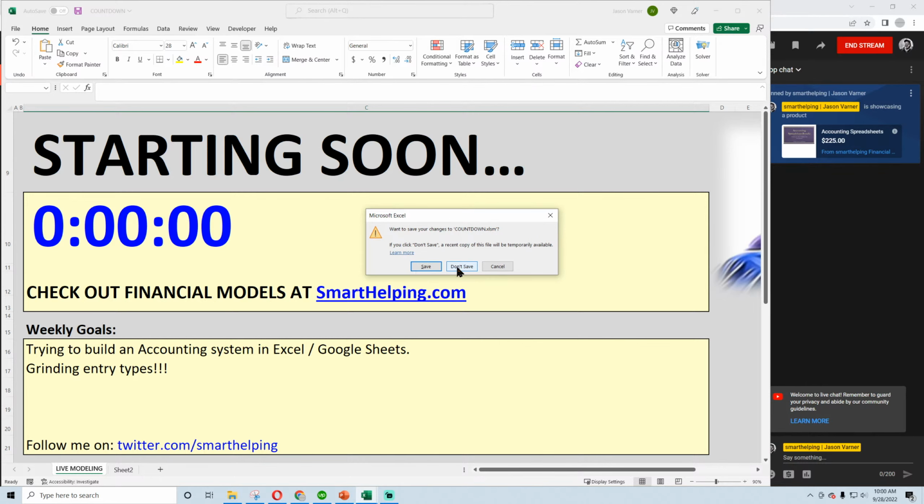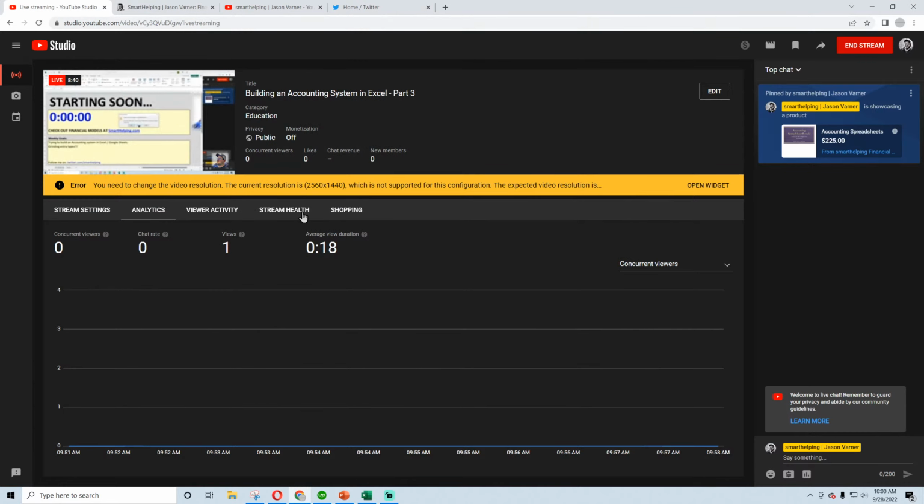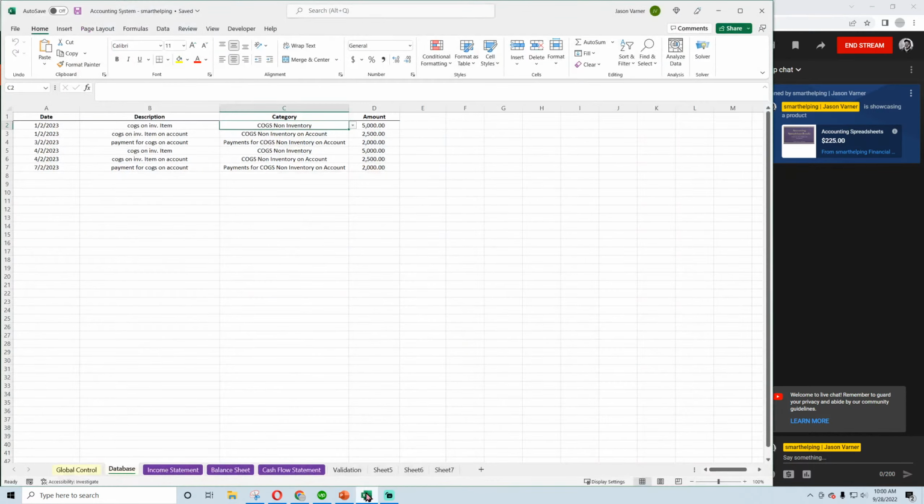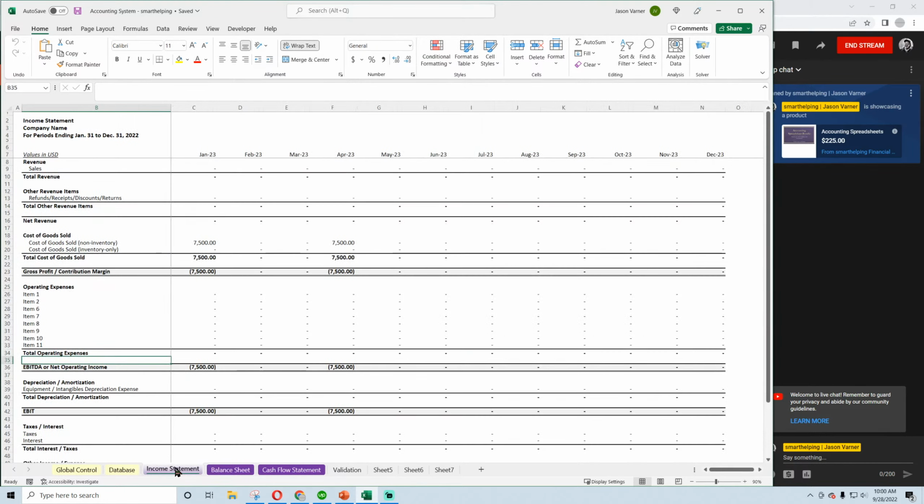We are live here. We're going to continue on this accounting model, accounting system. It's pretty awesome. We got a ton done yesterday, all the way through basically all the types of revenue you can have, how we're going to set that up, cost of goods sold, inventory, and inventory purchases. So we went through all those. We did all the logic, tested it all, so that's looking good.